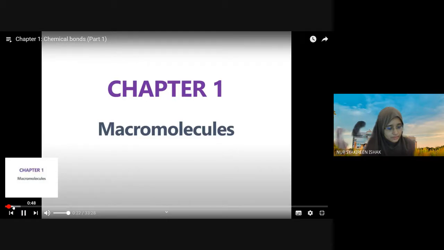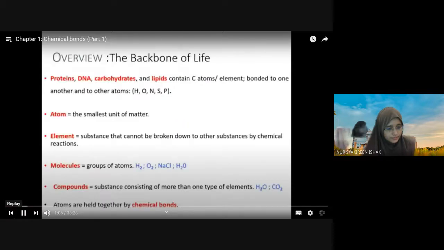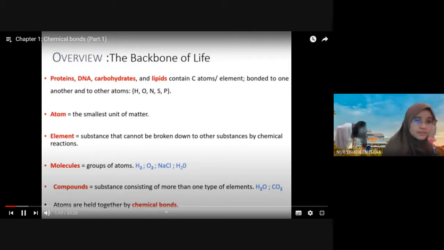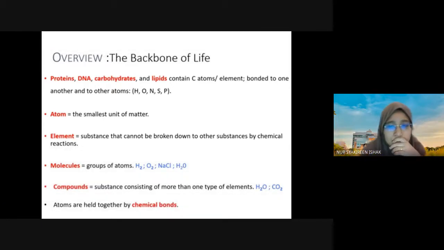The second subtopic will be on water. We are going to look at the structure and the properties of water, and the last one will be nucleic acids. The four most important macromolecules are proteins, DNA, carbohydrates, and lipids. All these macromolecules contain mainly carbon atoms, which are bonded to other atoms such as hydrogen, oxygen, nitrogen, sulfur, and phosphorus atoms.